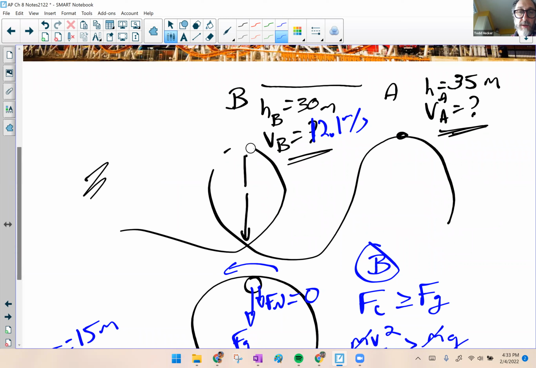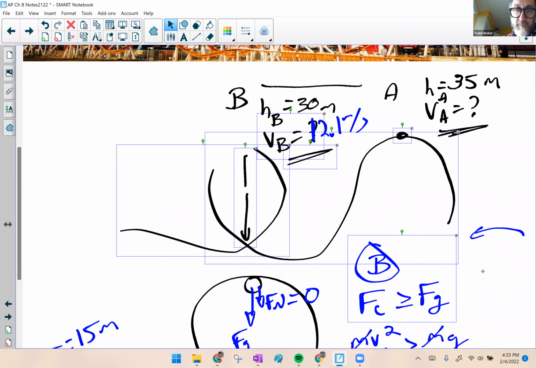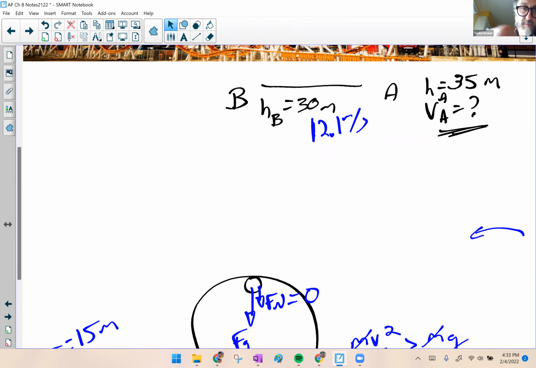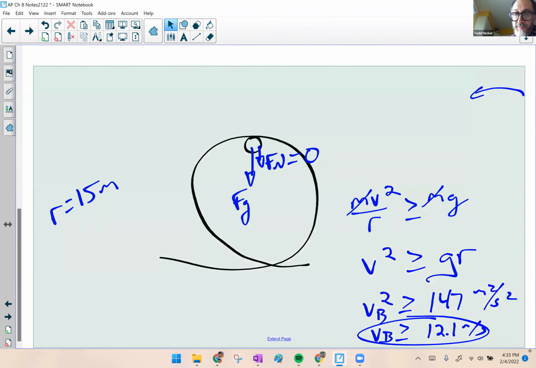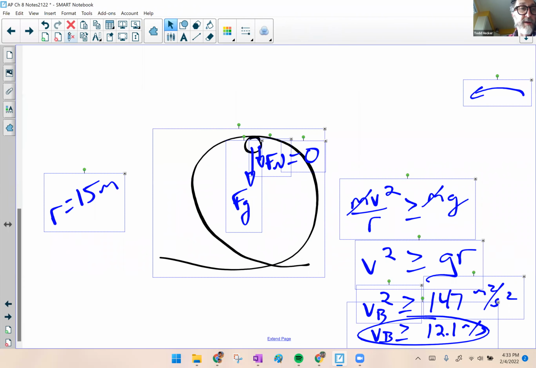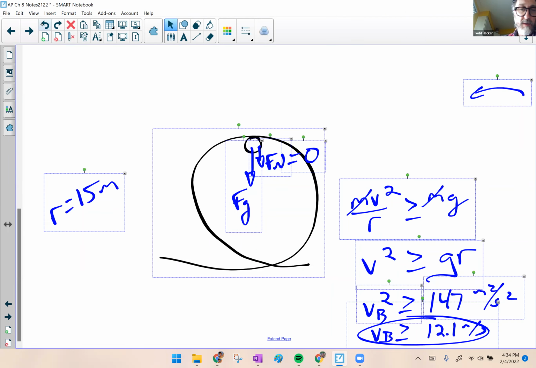So let me clear up the board here a little bit. Why don't we do one of these? Whoa. Sorry, bear with me here while I clean up my screen a little bit. Incidentally, this calculation we just did, we did a ton of these in circular motion, so hopefully that's at least familiar.